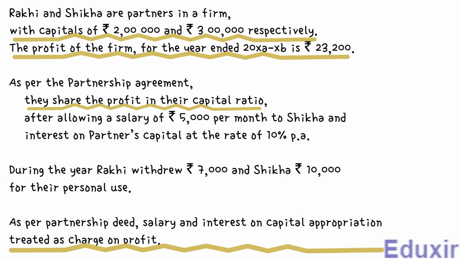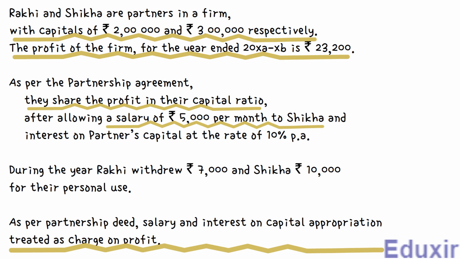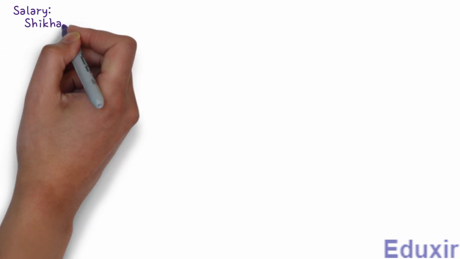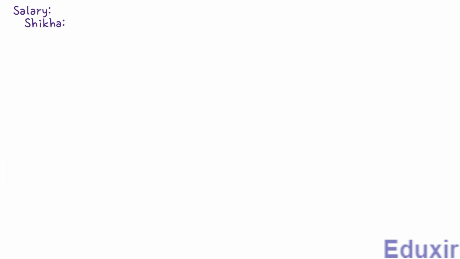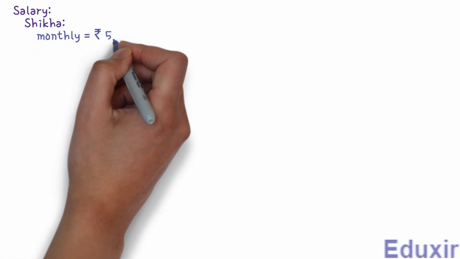The next statement is stating that the salary of the partner is 5,000 rupees per month. Note here that this is not yearly salary, it is monthly salary. Also, the salary is specified only for the partner Shikha, not for the partner Rakhi. So, let's proceed with the analysis of the salary in the working notes. Let's first write the header salary to indicate that the upcoming calculation is related to the salary. Let's then write the subheader Shikha to indicate that the upcoming calculation is related to the salary of the partner Shikha. Now, it is given that the monthly salary of the partner Shikha is 5,000 rupees.